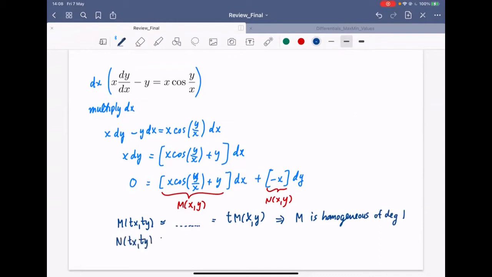And then you have N(tx, ty). This is not a terrible check as well. This is going to be t times N(x, y). So N is also homogeneous of degree 1. The degrees are forced to be equal to each other to go to the next step. So now you have a homogeneous equation. Good, this means this differential equation is homogeneous.